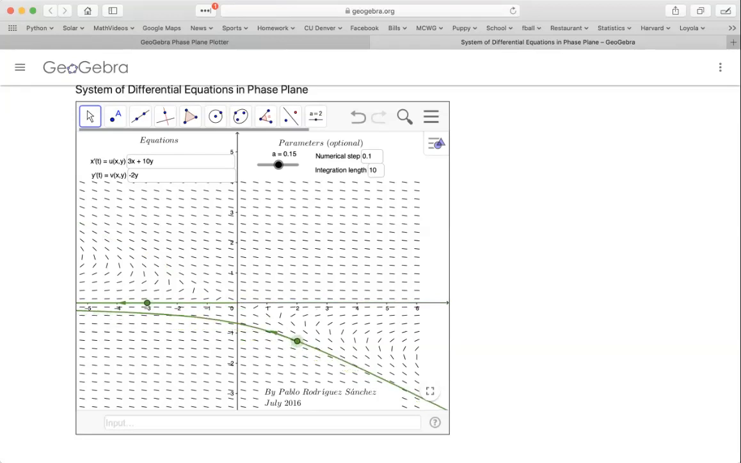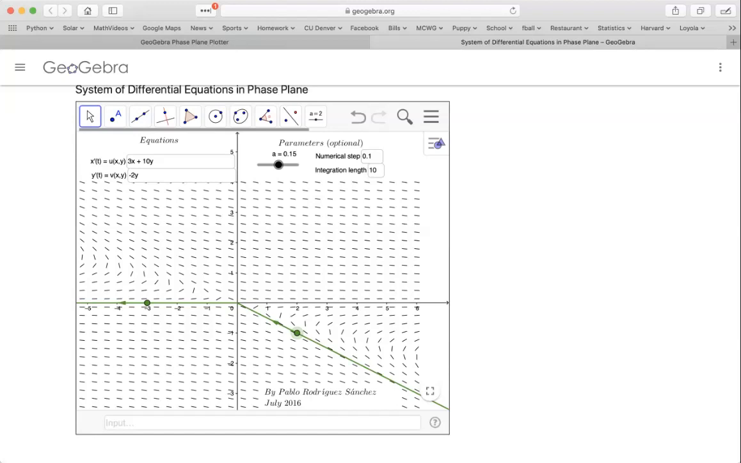And another special solution was one that started at, say, 2, minus 1. And here we observe that any solution that starts on the line y is equal to minus 1/2 x is going to stay on that line. And these solutions headed in towards the equilibrium at the origin. And they kind of divide the plane up into these little regions.